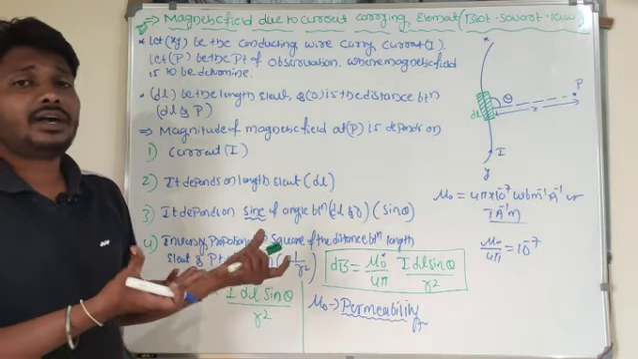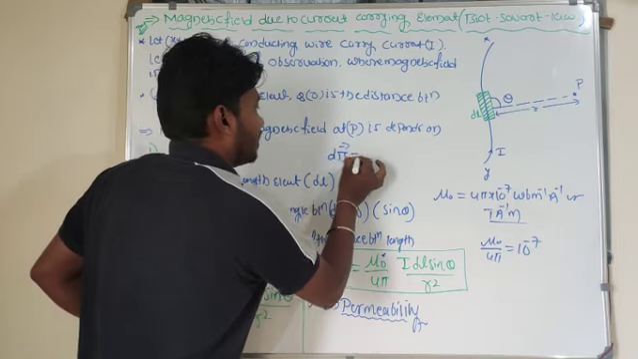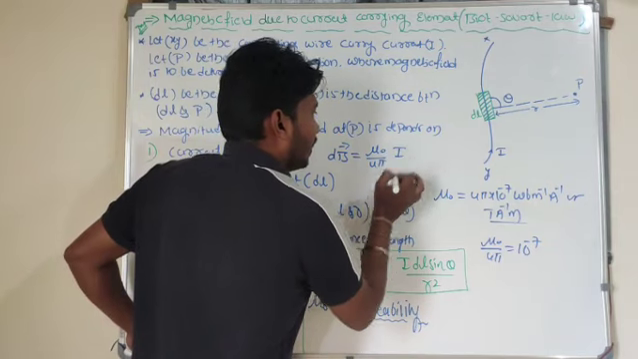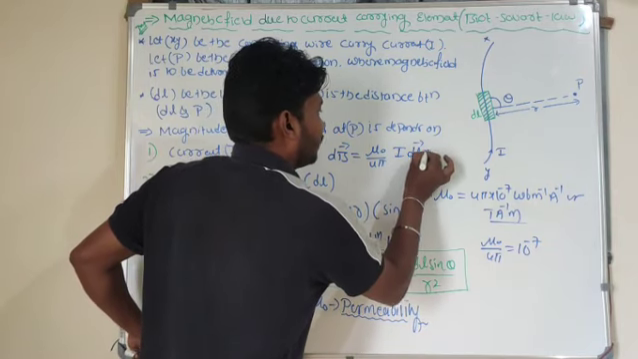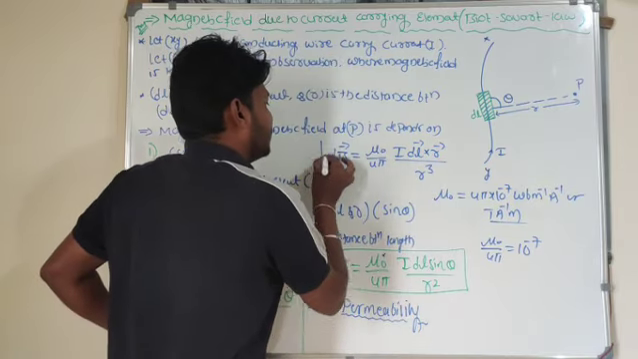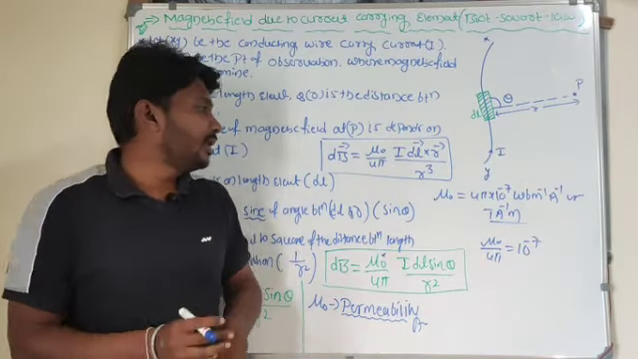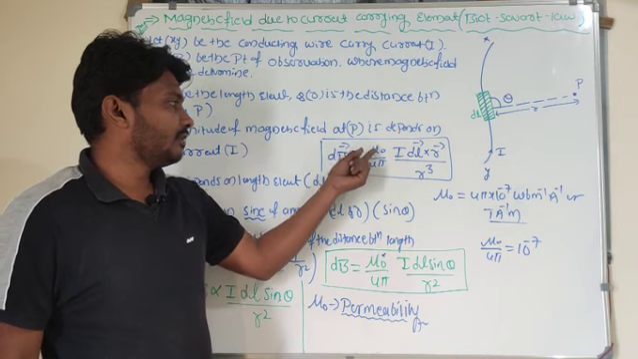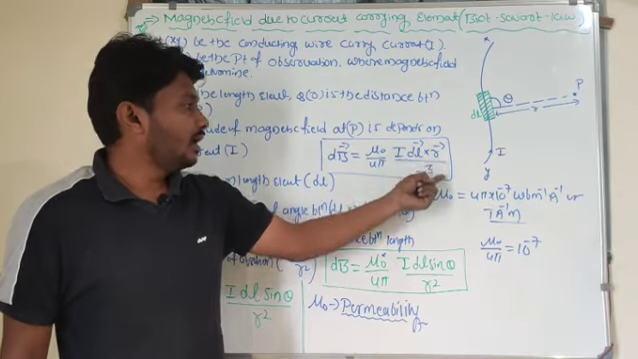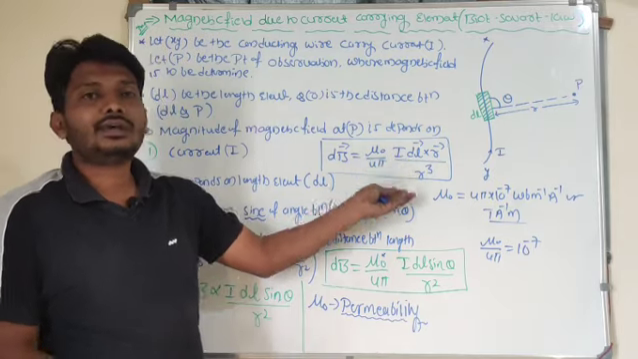Now, what is the vector form of the Biot-Savart law? The vector form is mu naught by 4 pi I dL cross r divided by r cubed. Write the vector form of the Biot-Savart law: vector dB is equal to mu naught by 4 pi I into vector dL cross vector r divided by r cubed. This is the vector form of the Biot-Savart law.